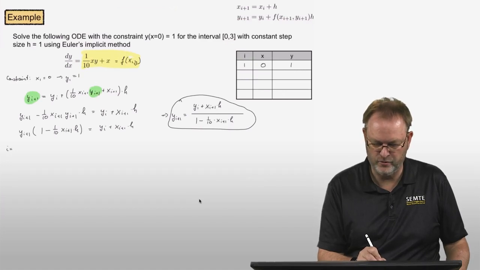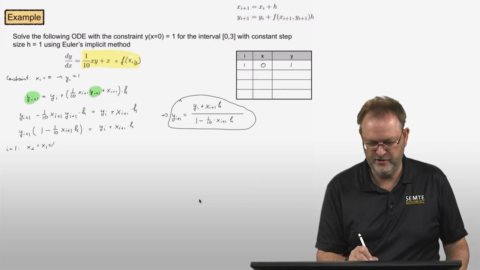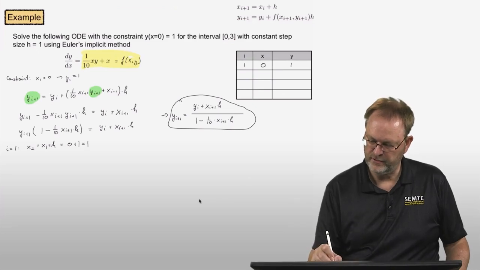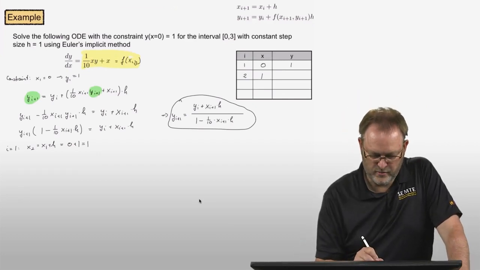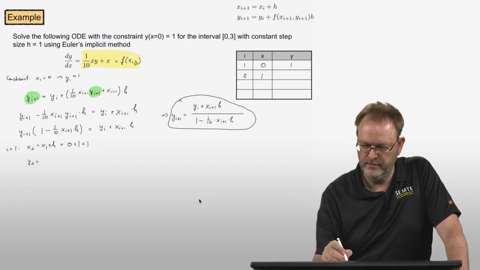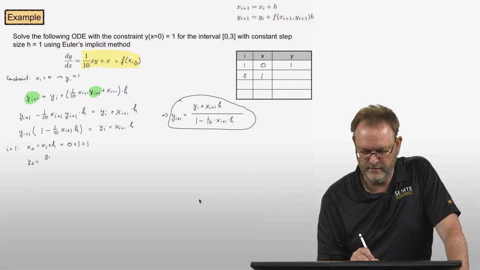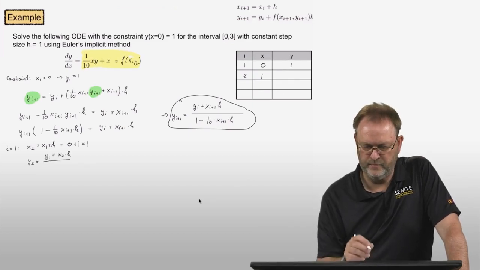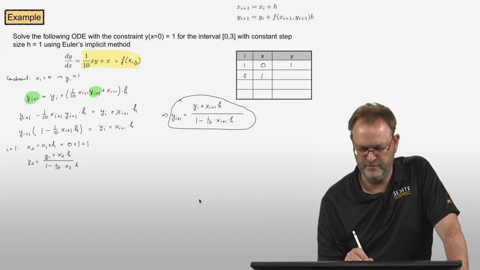So if i is equal to 1, then I have x2 is equal to x1 plus h. So that's equal to 0 plus 1. That's equal to 1. So if i is 2, then x2 is 1. And my y2 is equal to, here is now the formula that I'm going to use. So it is y1 plus x2 times h divided by 1 minus 1/10 times x2 times h.